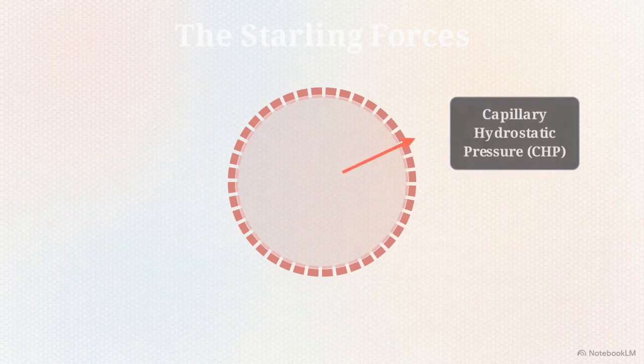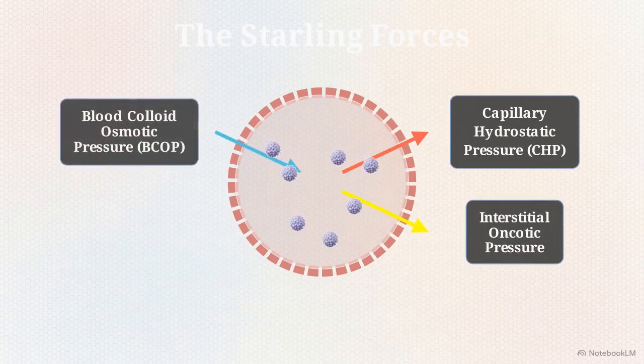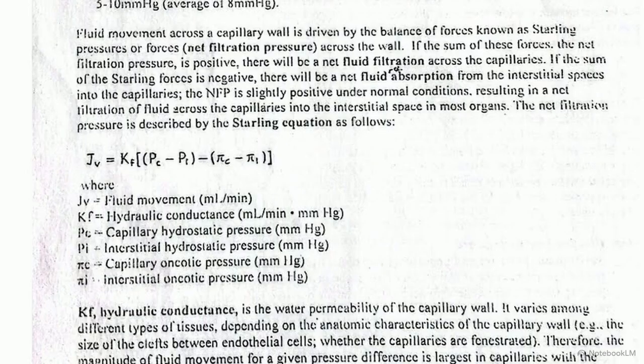To understand bulk flow, look at this cross-section of a single capillary. Four specific pressures are at play here, collectively known as the Starling Forces. Pushing outward, we have Capillary Hydrostatic Pressure, or CHP, and Interstitial Oncotic Pressure. Pushing inward, we have Blood Colloid Osmotic Pressure, or BCOP, and Interstitial Hydrostatic Pressure. We determine the net filtration pressure, or NFP, by plugging these forces into the Starling equation shown here.